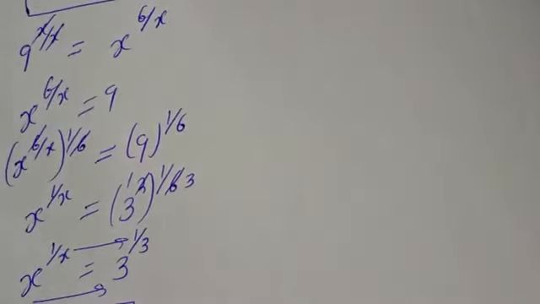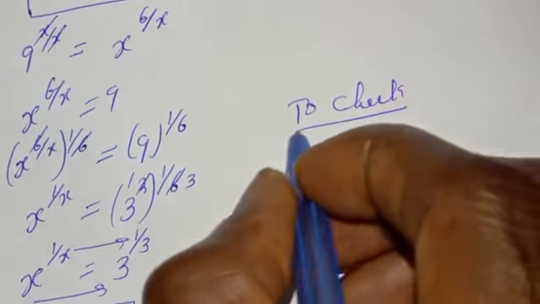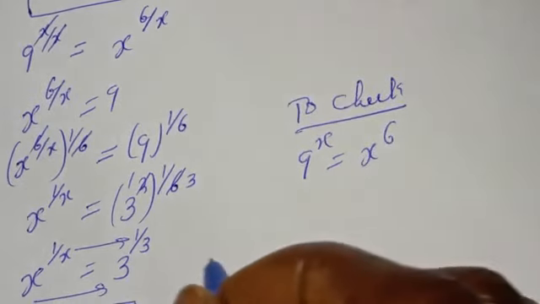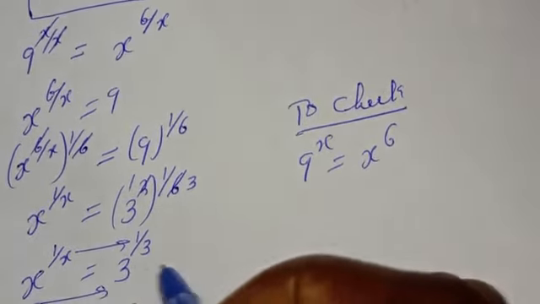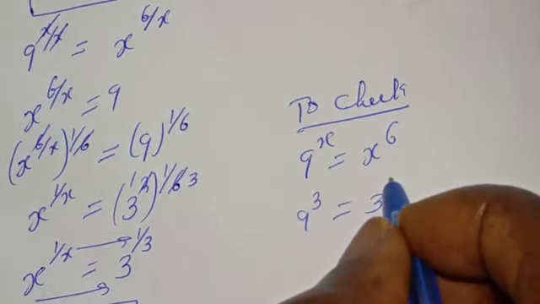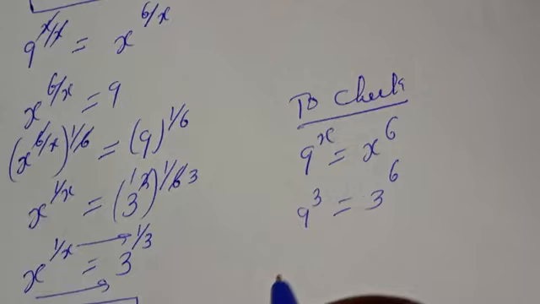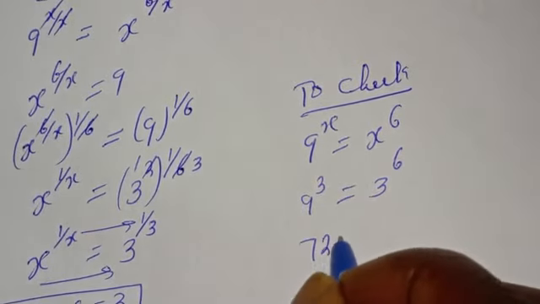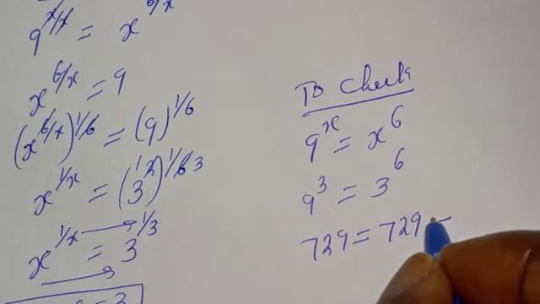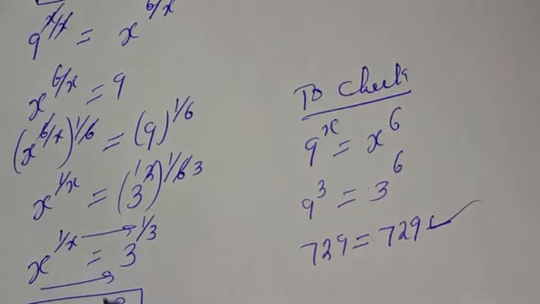Let's check. To check, if we have 9 raised to power s is equal to s raised to power 6, then when s is 3, we have 9 raised to power 3 must be equal to 3 raised to power 6. Now 9 raised to power 3 is 729 is equal to 3 raised to power 6 is 729, which satisfies the given equation at s is equal to 3.